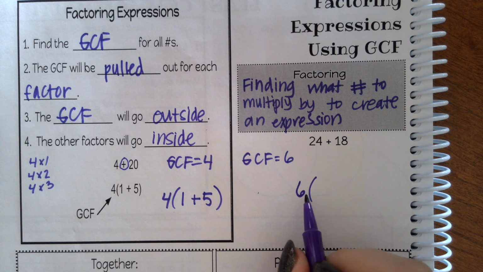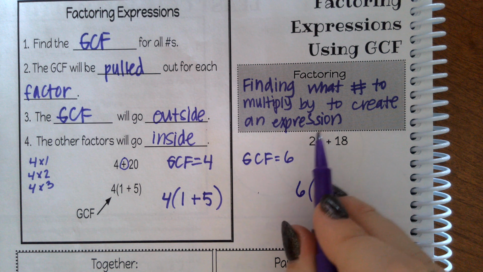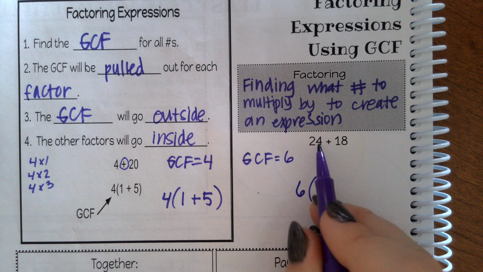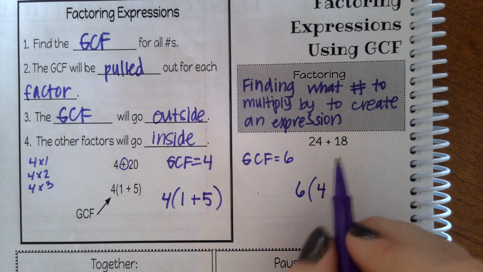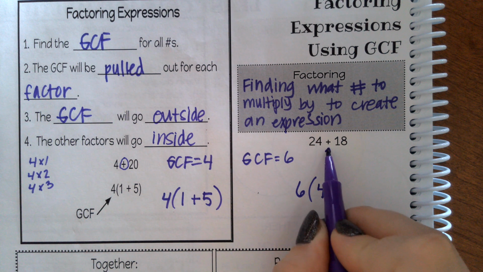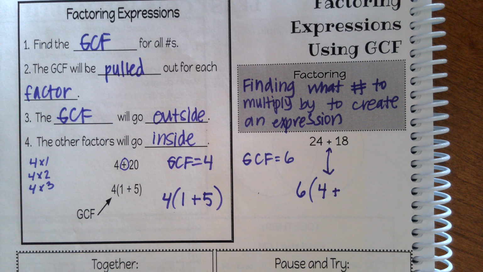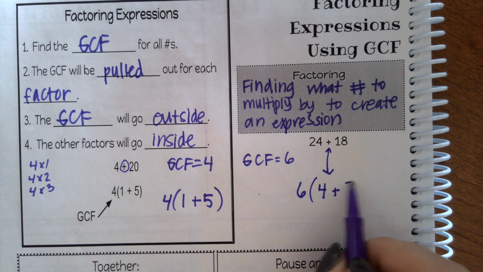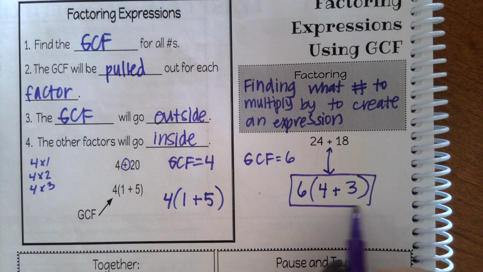And then we're going to put whatever's left over in here to get to these numbers. So 6 times what gives us 24? Well, I know that 6 times 4 gives us 24. Okay, we have a plus sign here, so we're going to put that down into our factored expression. And then we have 6 times what gives us 18? That's 3. So this is our factored expression here.